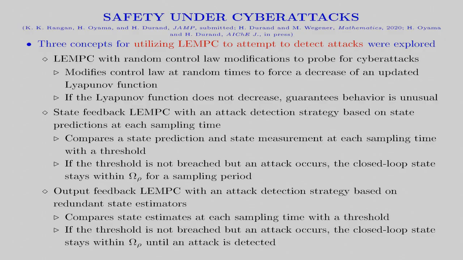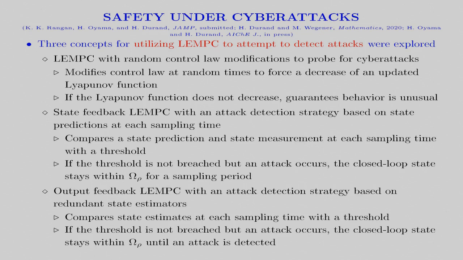Three concepts for detecting attacks have been explored within our group. The first modifies the control law at random times and enforces mode 2 of operation, in which the Lyapunov function is expected to decrease. If it does not, the process is flagged for a cyber attack. Second is a state feedback LEMPC based on state predictions. The state prediction is checked against the state measurement and is flagged for an attack if above a threshold. Lastly, an output feedback LEMPC compares state estimates with the state measurement at each sampling time and flags a cyber attack if above a threshold.